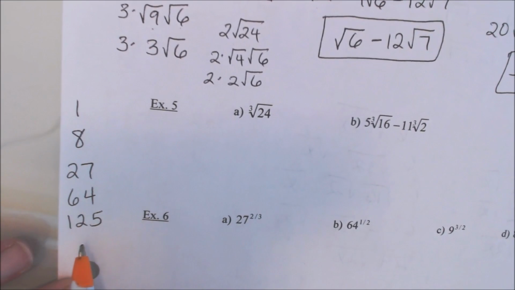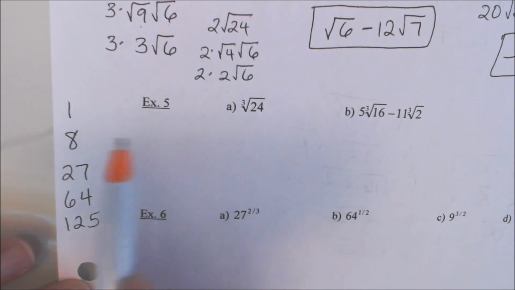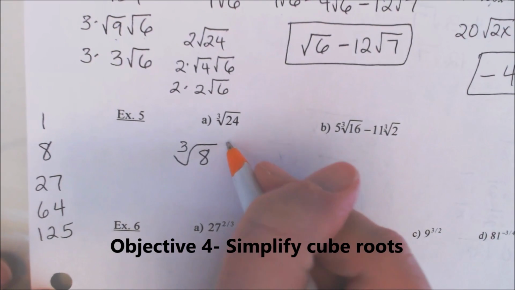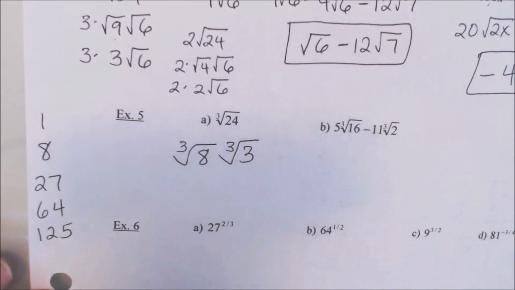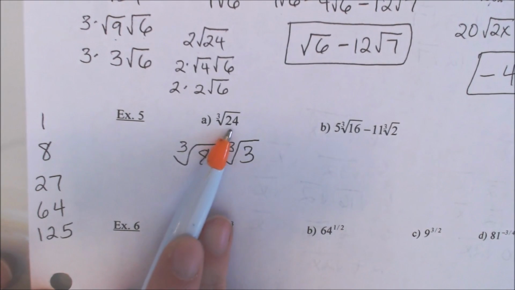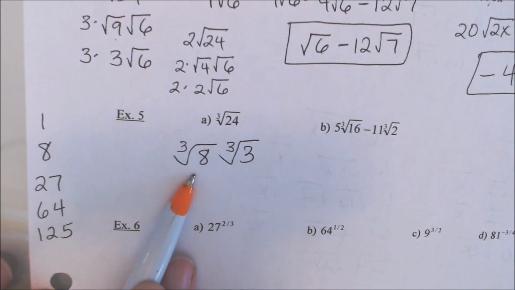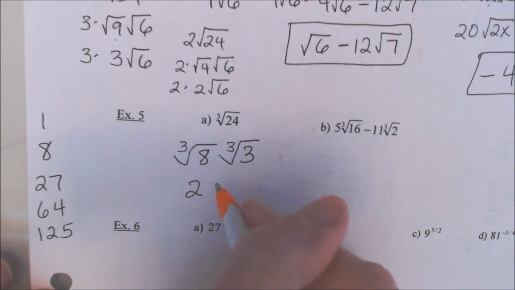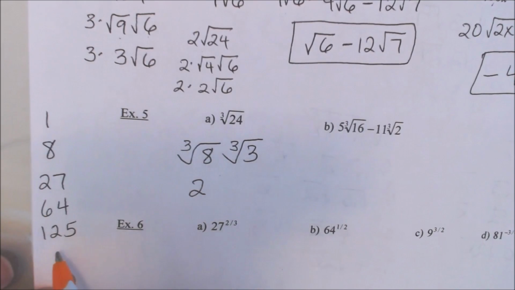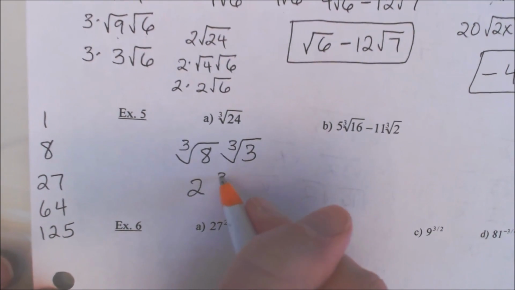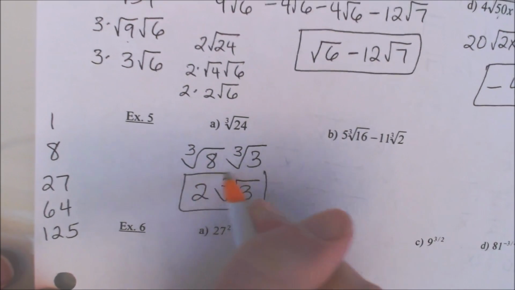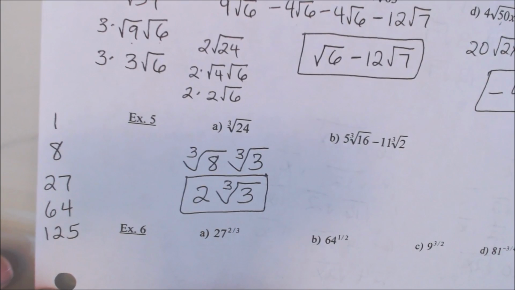Which one of those numbers goes into 24? That would be 8. So I'm going to write this as the cube root of 8 times the cube root of 3, because 8 times 3 is 24. 8 is a perfect cube, so the cube root of 8 breaks down. What is the cube root of 8? That would be 2. 2 times 2 times 2 is where the 8 came from. For 3, nothing in this list goes into it. 3 is a prime number, so it doesn't break down, so that stays as the cube root of 3. So we have 2 times the cube root of 3 is our answer.